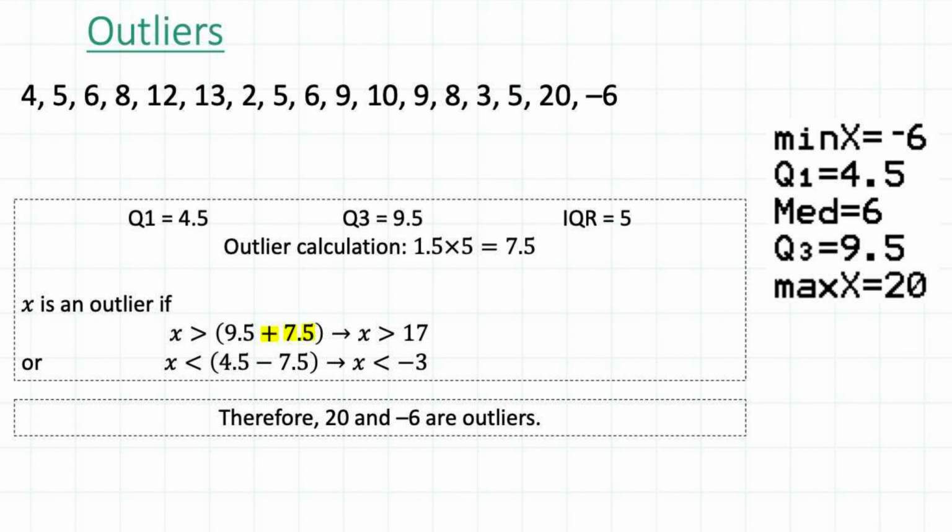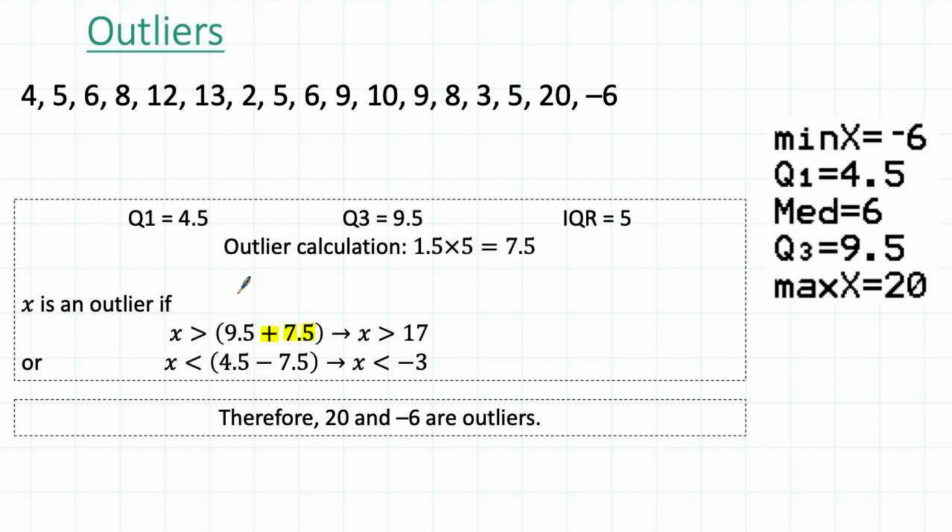Let's change the data a bit. Let me add a few obvious outliers here. So I have a 20, I have a -6. And my Q1 and Q3 have changed now to 4.5 and 9.5, and the interquartile range is now 5. So now the calculation would be 1.5 times 5, which will give me 7.5. Now I will add it to Q3, and I will subtract it from Q1.